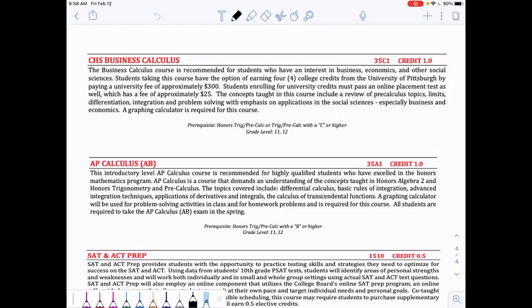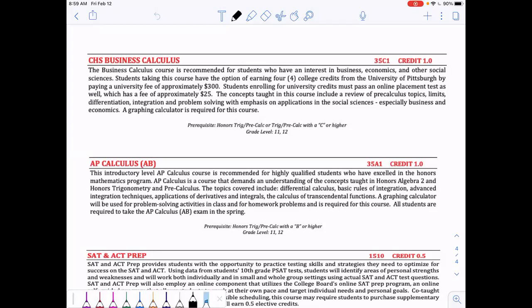The business calc class is our other option that Mr. Clark teaches. It is still a full year class. It is still a calculus class. But at Pitt, if you were a non-math or science major but you still needed a math class to take, so if you were a business major, even an English major, maybe an economics major, that's the class that you would take. So you can't take business calc at Pitt if you are in the math or science fields.